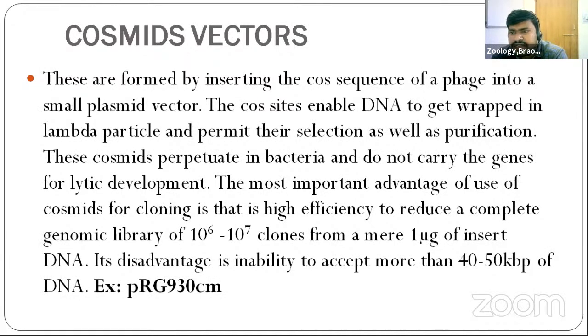The most important advantage of using cosmids for cloning is the high efficiency to produce a complete genomic library of 10 to the power of 6 to 10 to the power of 7 clones from a mere 1 microgram of insert DNA. Its disadvantage is the inability to accept more than 20 to 50 kilobase pairs of DNA. For example, pJB8.